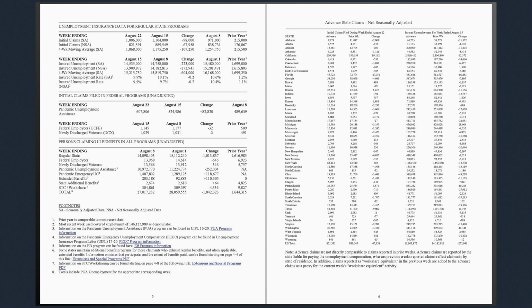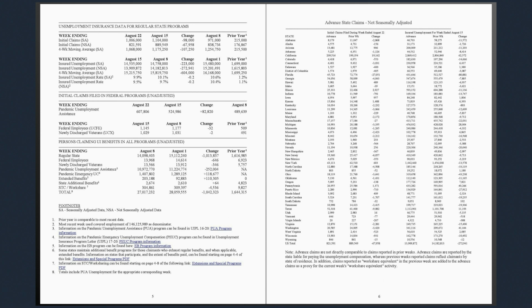4. Information on the Pandemic Emergency Unemployment Compensation (PEUC) program can be found in Unemployment Insurance Program Letter, UIPL 17-20, PEUC Program Information. 5. Information on the EB program can be found here, EB Program Information. 6. Some states maintain additional benefit programs for those claimants who exhaust regular benefits, and when applicable, extended benefits. Information on states that participate, and the extent of benefits paid, can be found starting on page 4-4 of this link, Extensions and Special Programs PDF.